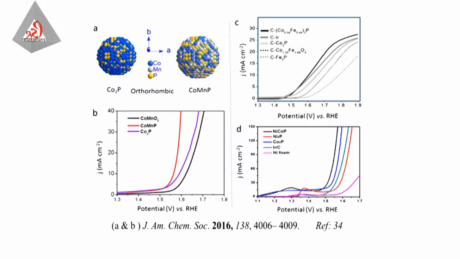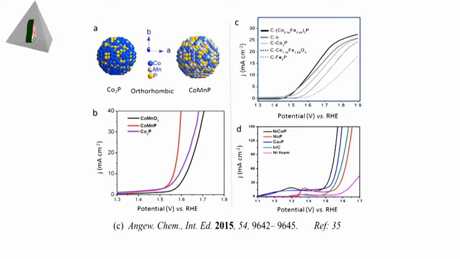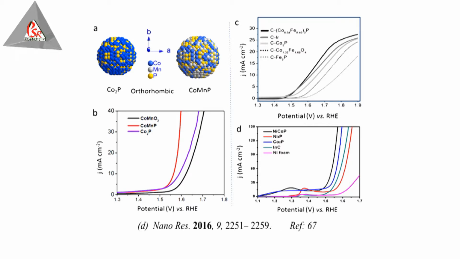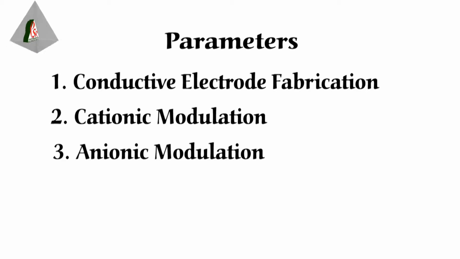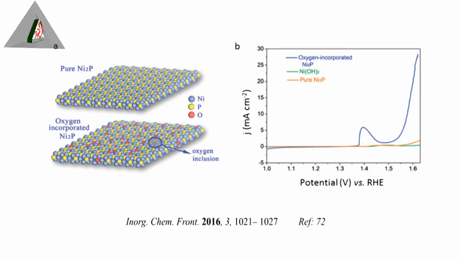In several cases, manganese and iron incorporation into the lattice of cobalt phosphide boosted the efficiency of the material. Anionic modulation: not only cationic modulation, anionic modulation also plays an important role in the activity. For example, incorporation of oxygen in nickel phosphide and cobalt phosphide enhances the activity drastically.